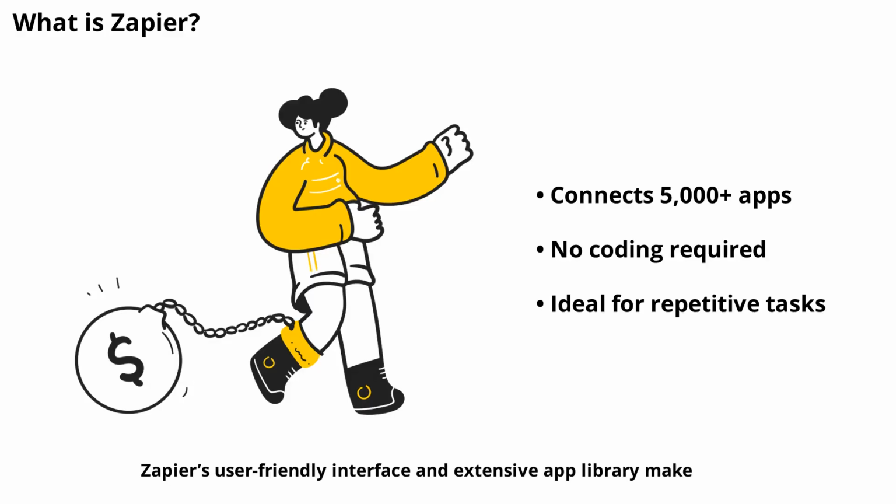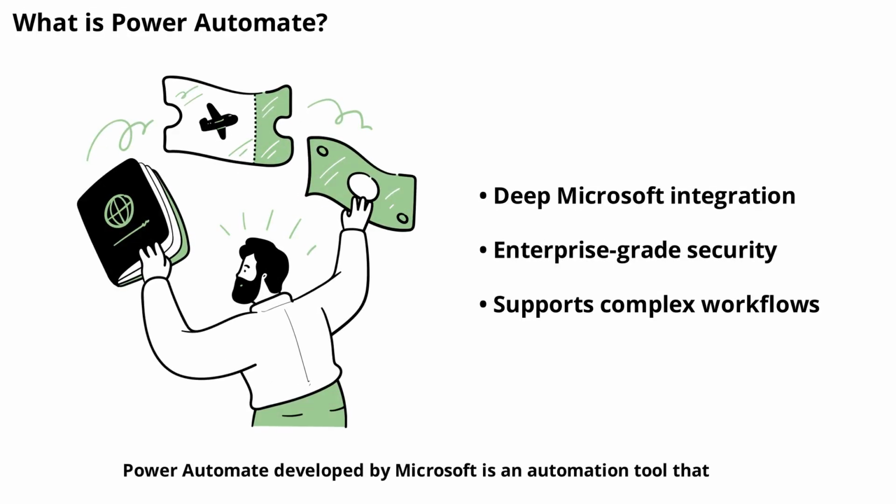Zapier's user-friendly interface and extensive app library make it accessible even for those without technical backgrounds. Its focus on simplicity and flexibility has made it a go-to choice for small to medium-sized businesses looking to boost productivity. Power Automate, developed by Microsoft, is an automation tool that integrates deeply with the Microsoft ecosystem.